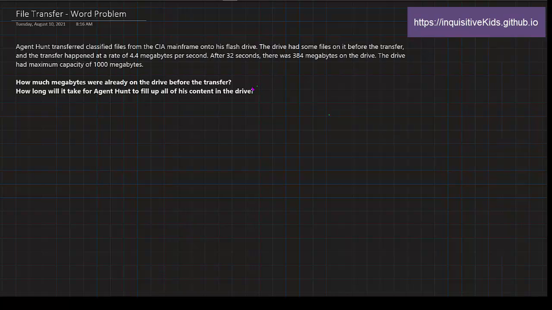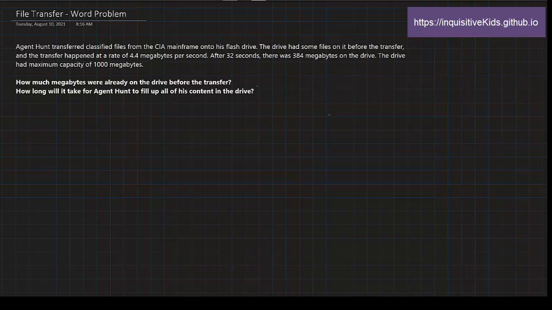File transfer word problem. Agent Hunt transferred classified files from the CIA mainframe onto his flash drive. The drive had some files on it before the transfer, and the transfer happened at a rate of 4.4 megabytes per second. After 32 seconds, there was 384 megabytes on the drive. The drive had a maximum capacity of 1,000 megabytes. First question. How many megabytes were already on the drive before the transfer? Now, I encourage you to solve both of these problems before we go over it together.